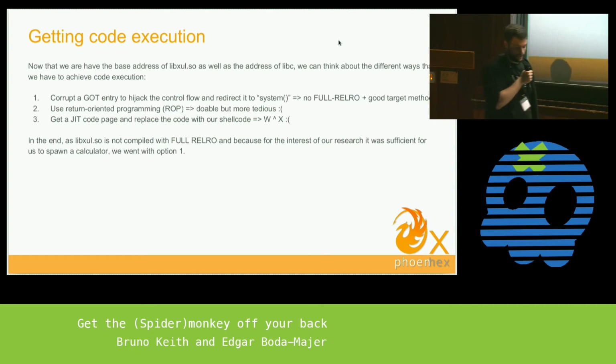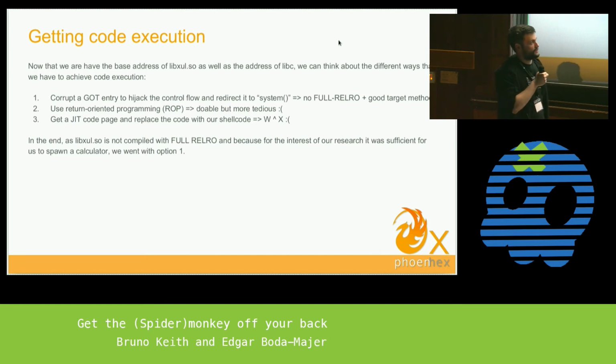But Firefox has a mitigation, which they call W^X, which basically means that their JIT code pages are never both writable and executable. So it seems pretty hard. And for the purpose of this research, we just needed to demonstrate that we had code execution, so we went with the first step. The good thing for us is that the first step actually requires a bunch of things.